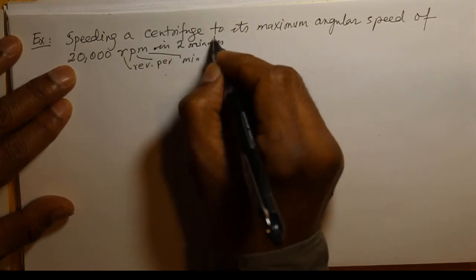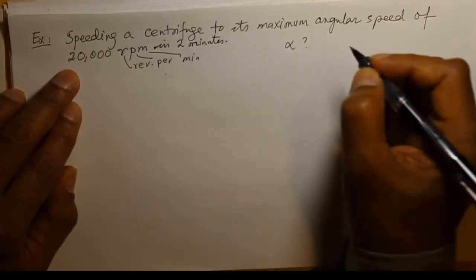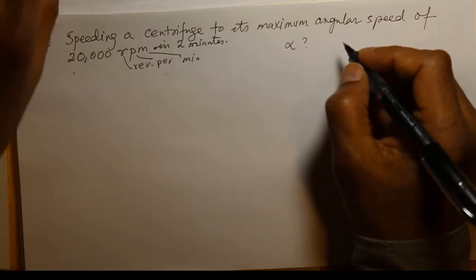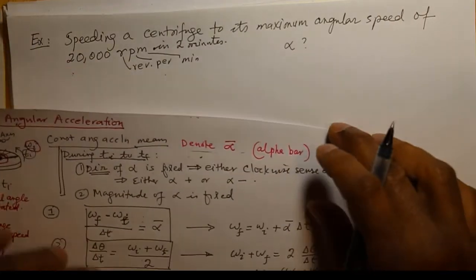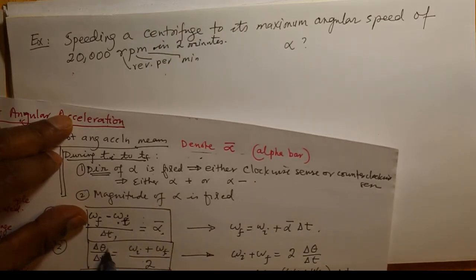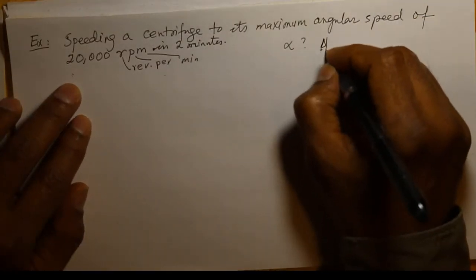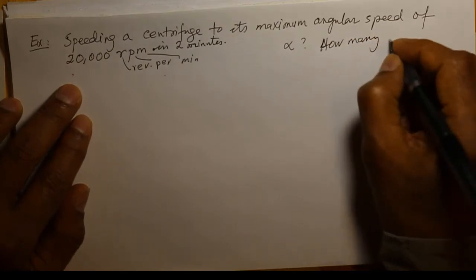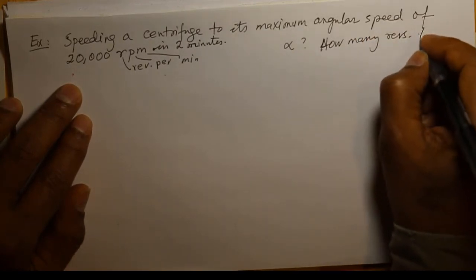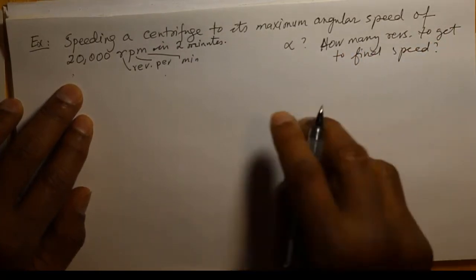Okay, so what kind of alpha will I need? And if you look at this, if I start with 0, so I have been given this, I have been given this, I have been given this, so I can find this, and I find delta theta. So I can find two things: how many spins, how many revolutions to get to final speed, right? So I can ask these questions.